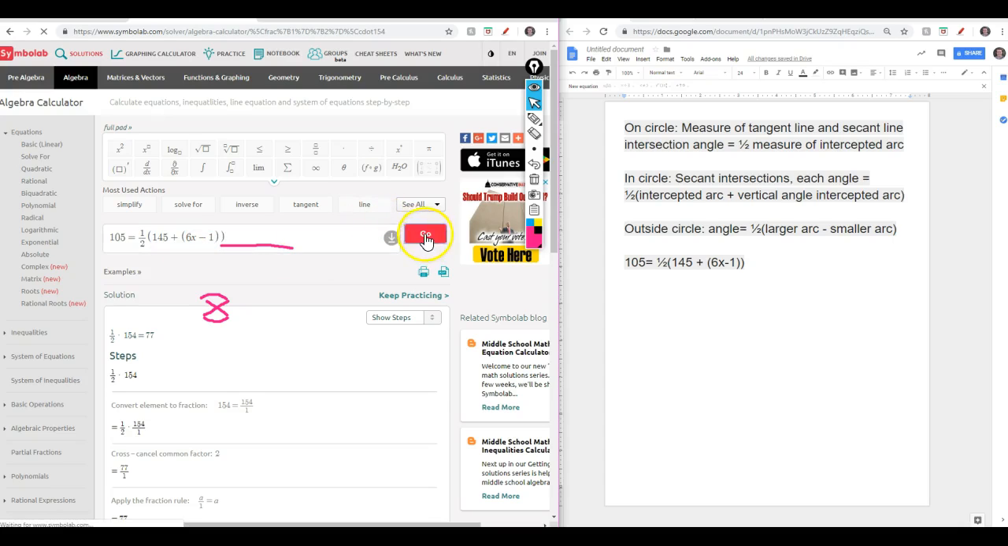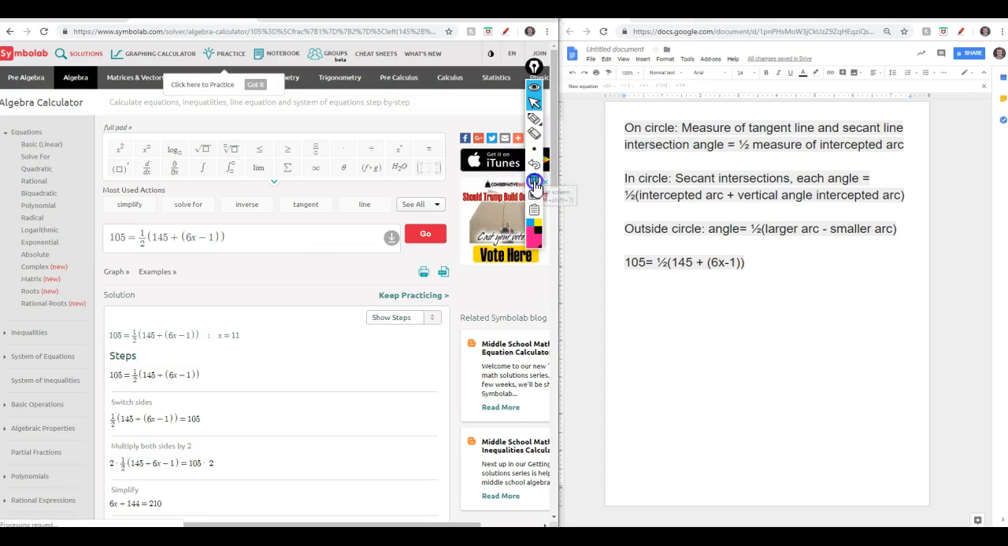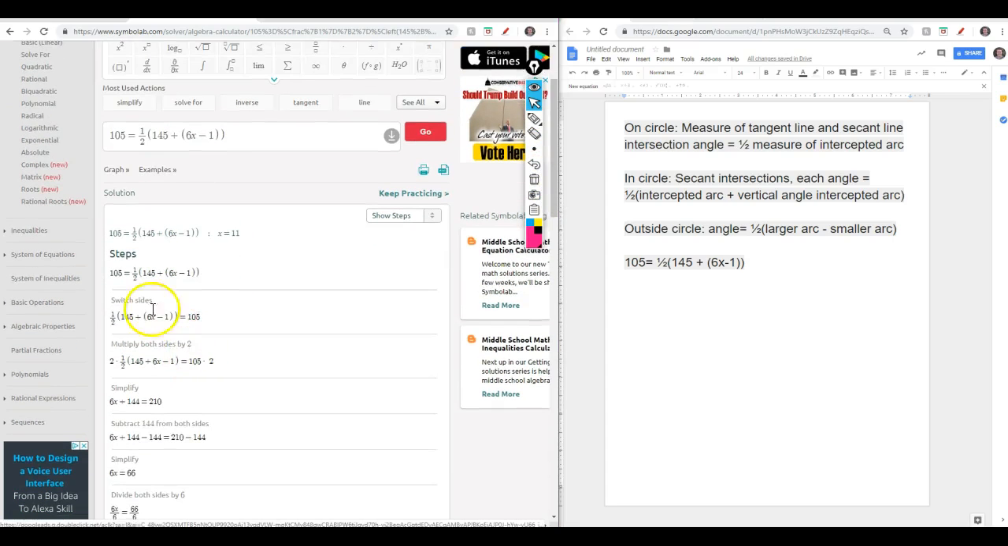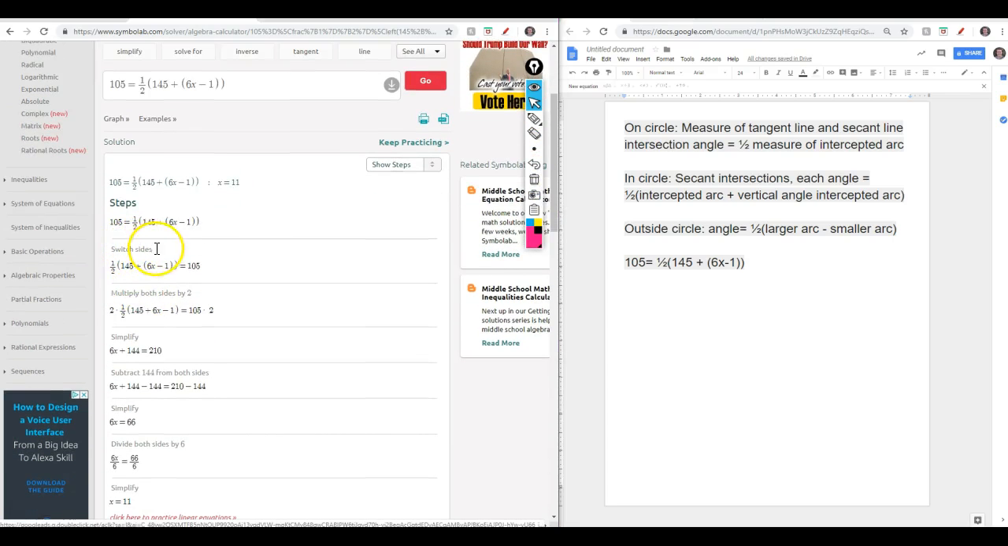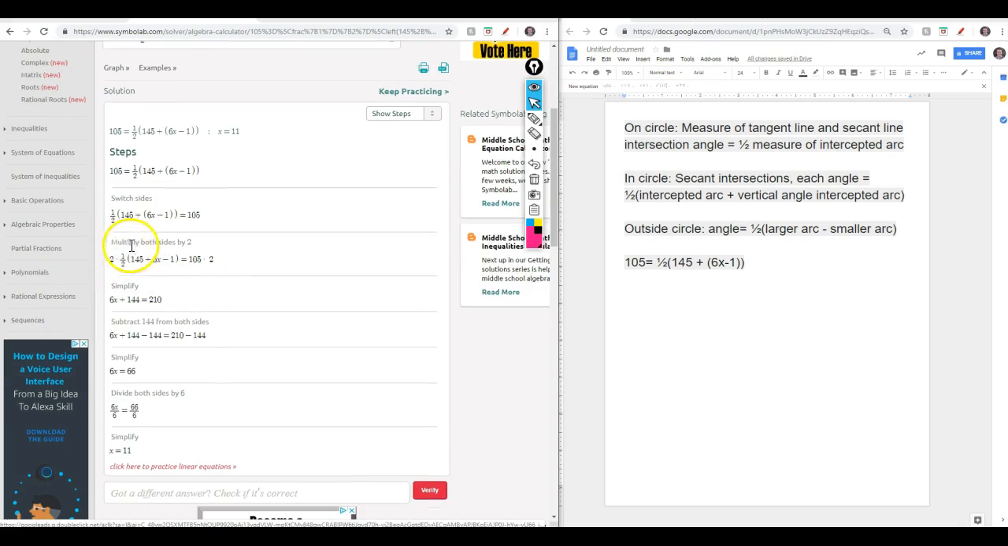Okay, and now click go. And notice that they first start off by saying switch sides. That is not necessary. You can solve with x on the right hand side. However, this is just how this algorithm works. So switch sides is what they do first. So multiply both sides by 2. How come? 2 times 1/2 reduces down to 1. So that's why they multiplied by 2 right there.